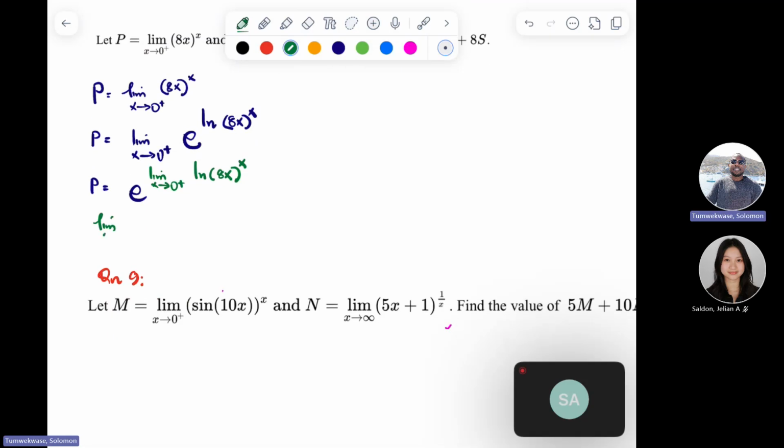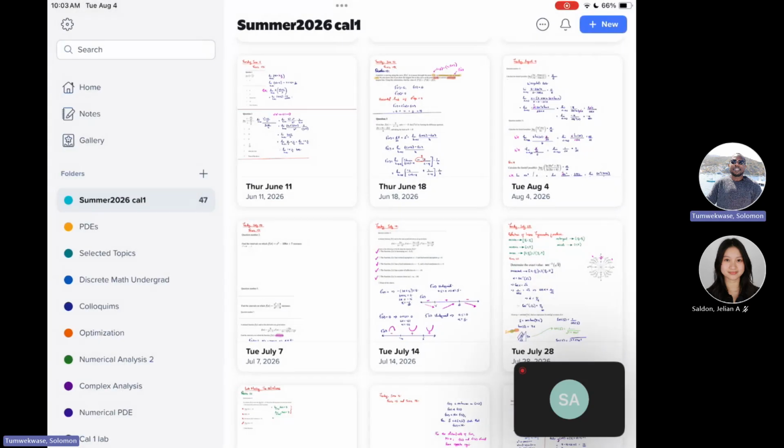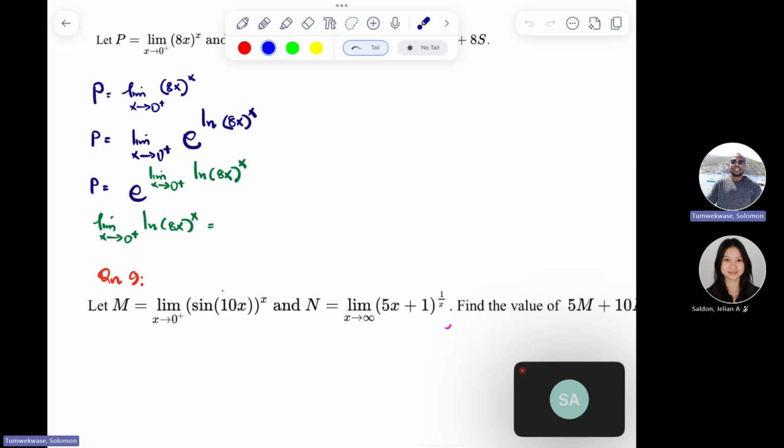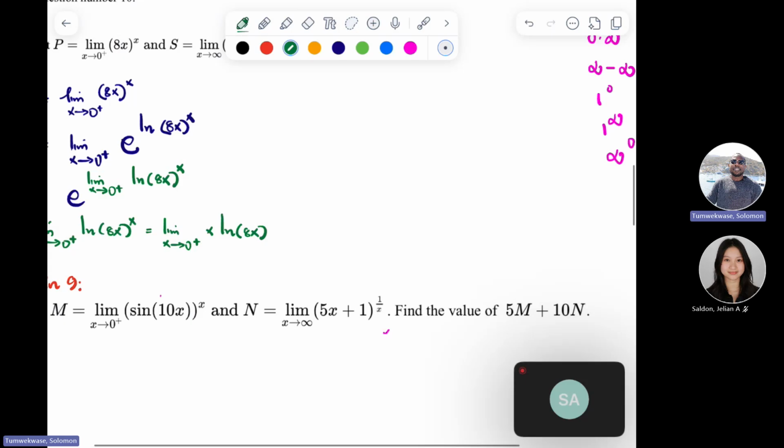So I want to find the limit as x approaches 0 from the right of natural log of 8x to the x. Now, using the rules of logarithms, like I said, this x can drop here. So this will be the same as limit as x approaches 0 from the right of x natural log of 8x.